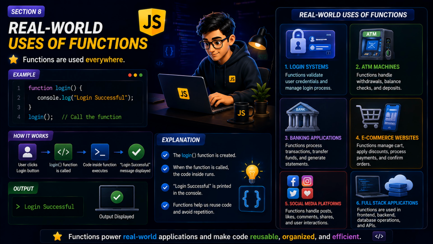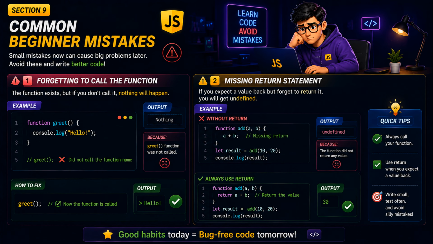Section 8. Real-world uses of functions. Functions are used everywhere: login systems, ATM machines, banking applications, e-commerce websites, social media platforms, and full-stack applications. Example: login function, function login, console.log("Login successful"). Whenever a user clicks login, this function executes.